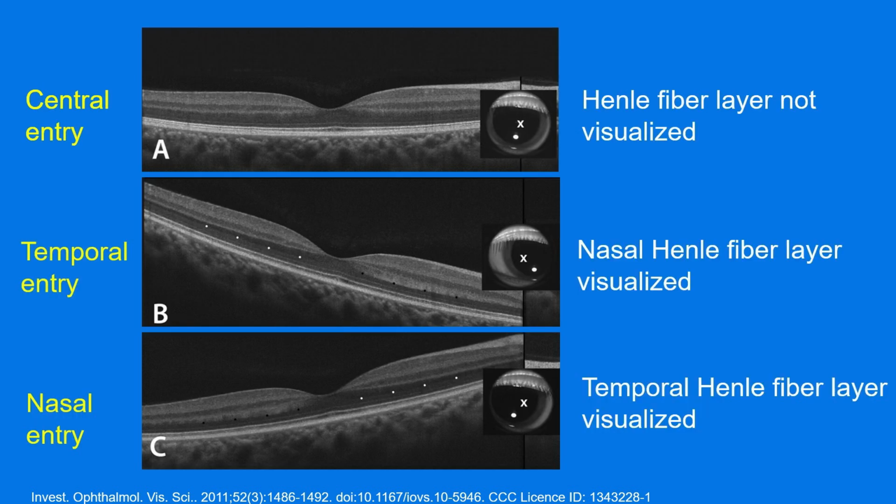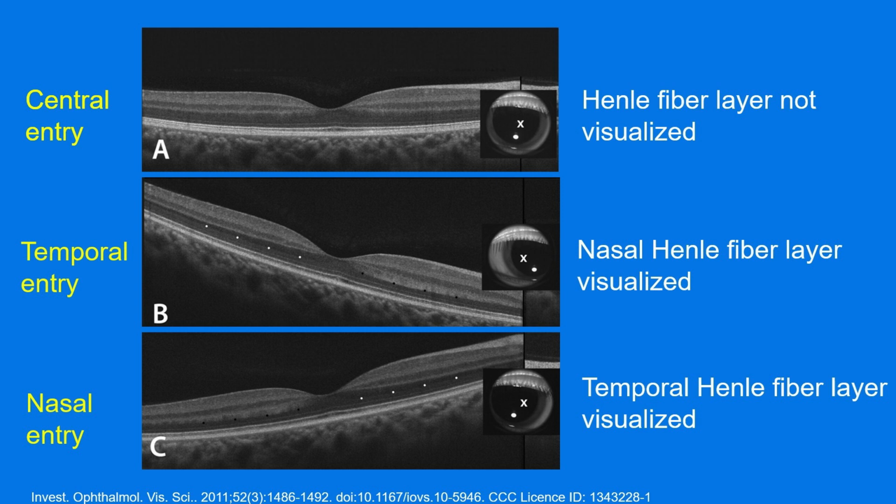So these are the three sets of images which we were discussing in the last couple of minutes. So what is happening here? Is the OPL becoming hyperreflective or ONL becoming thinned out when the pupillary light entry point is shifted nasally or temporally? No, it's not. What is happening here is that Henle fiber layer is getting visualized when we are shifting the pupillary light entry point from central position to nasal and temporal areas.